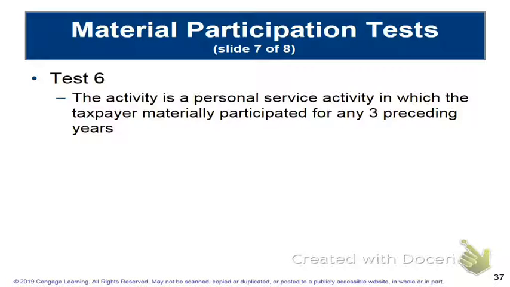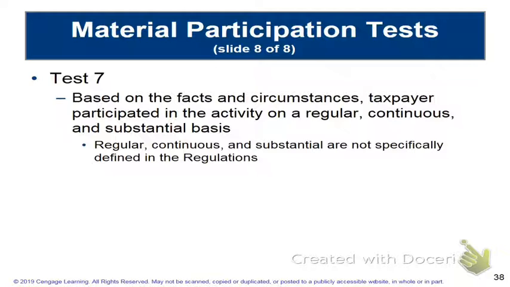Test 6, the activity is a personal service activity in which the taxpayer materially participated for 3 of the last years. And then the last one, test 7, based on the facts and circumstances, the taxpayer participated in the activity on a regular, continuous, and substantial basis that is not picked up in 1 through 6.